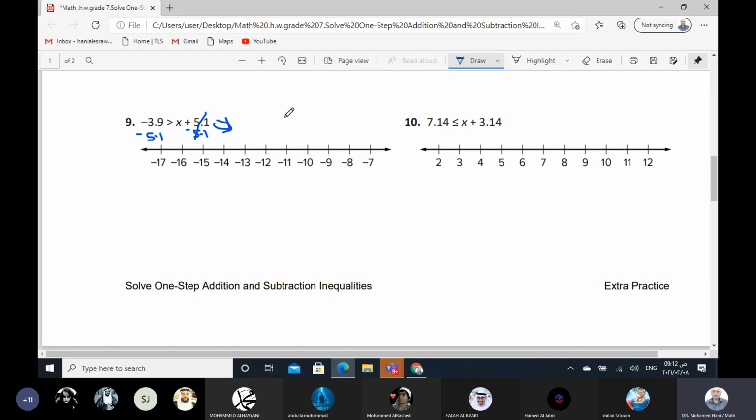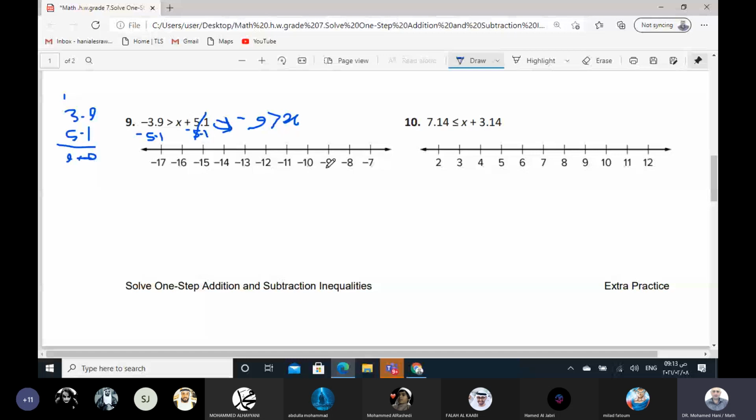Now 5.1 and minus 5.1 will be 0. So on this side remains x, and the sign here, x less than. And here we have minus 3.9 and minus 5.1. They have the same sign, so put the same sign, minus, then add. 9 plus 1 will be 10. 1 plus 3, 4. 4 plus 5, 9. So 9.0. No value for this 0 here, so you can remove it. So remains here 9. So x less than minus 9.